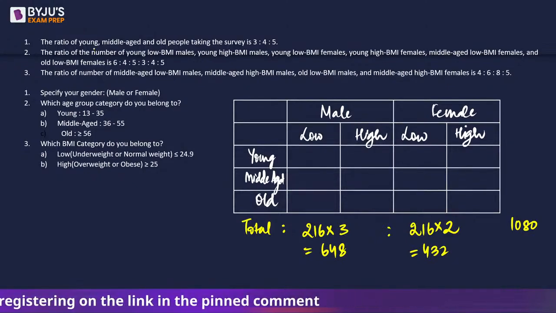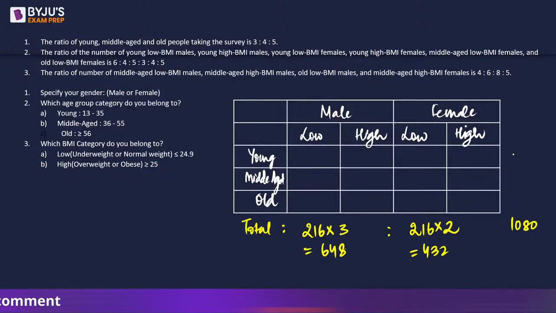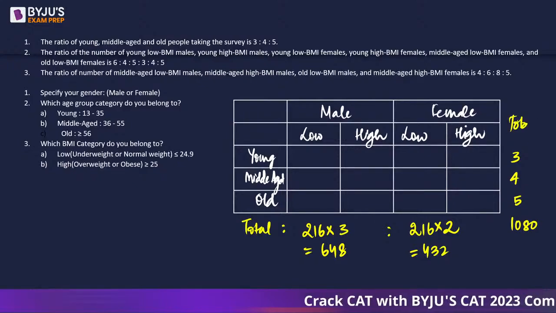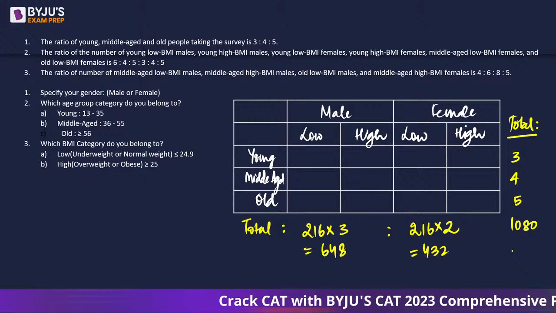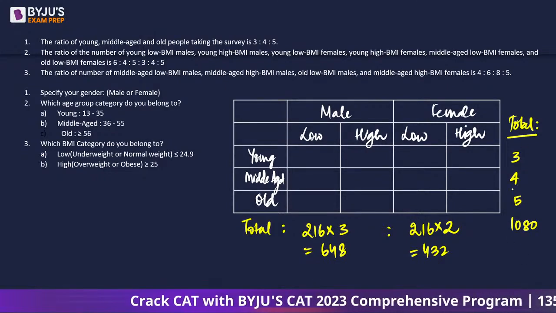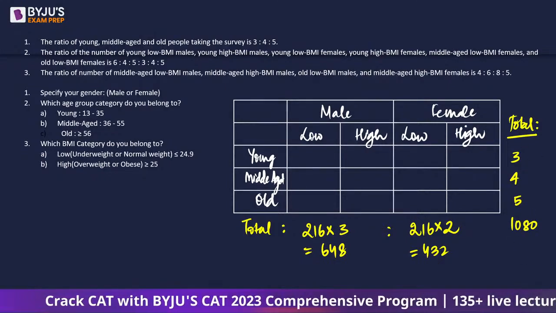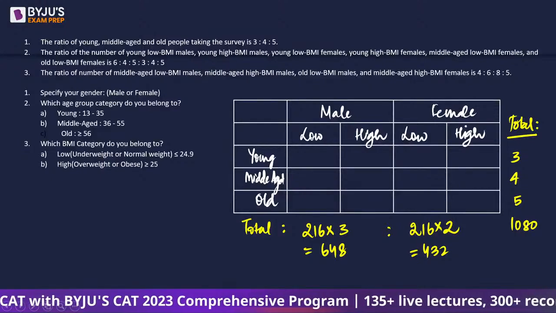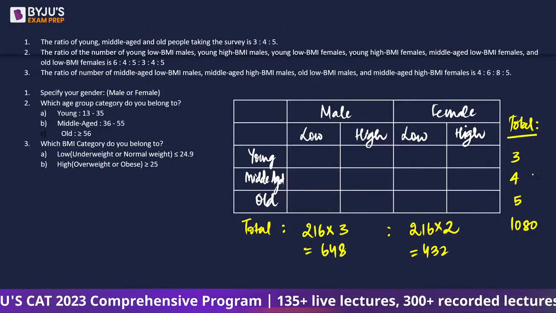Next, the ratio of young, middle-aged and old people taking this survey is 3:4:5. Now in this ratio, in other words, the totals are in the ratio 3:4:5. So that is going to be 12 overall. So 1080 has to be divided into 12 equal parts, which will result in 90.